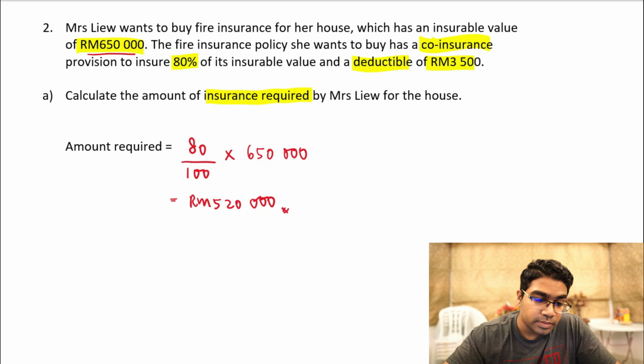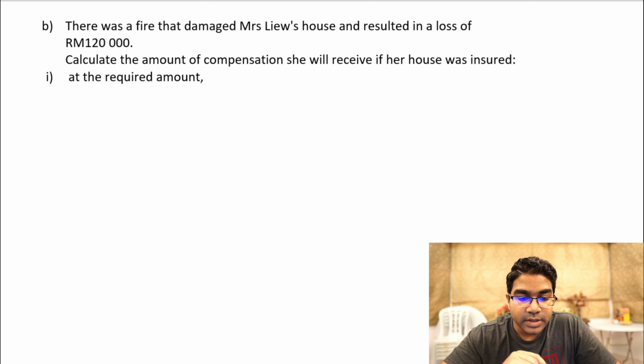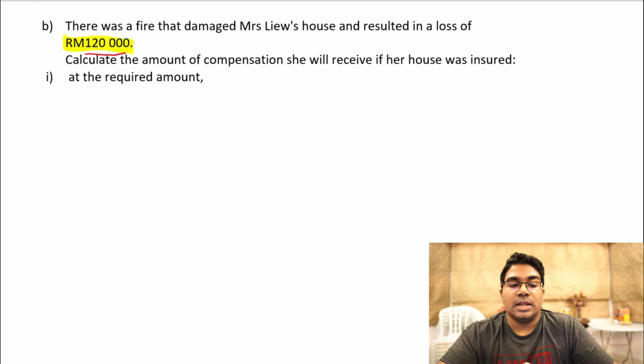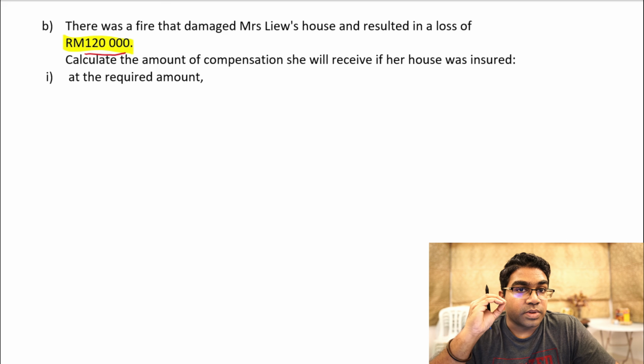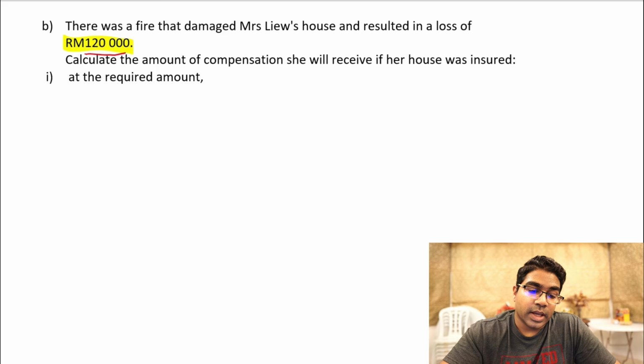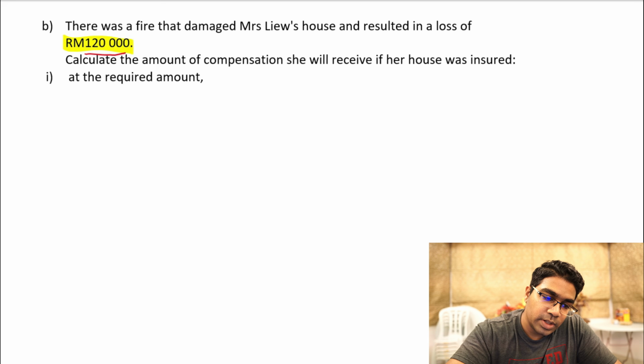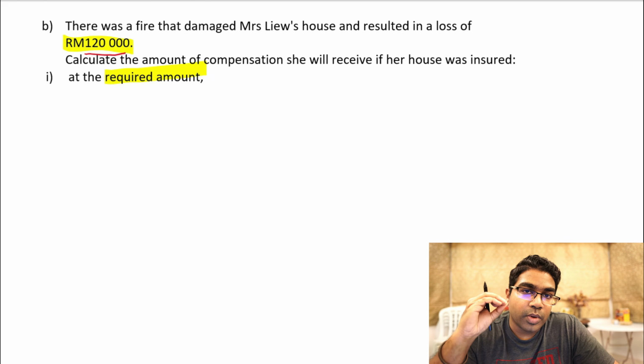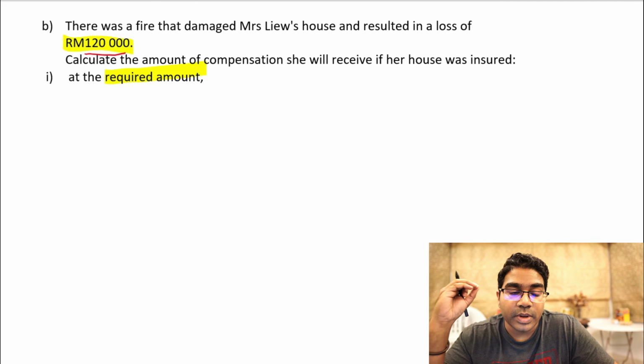So let's explore that. There was a fire that damaged Mrs. Liu's house and resulted in a loss of 120,000. So the first thing to note is this value is less than the amount purchased. The amount purchased was 520,000. Calculate the amount of compensation she will receive if her house was insured at the required amount. So the first scenario is she has bought the required amount of 520,000.